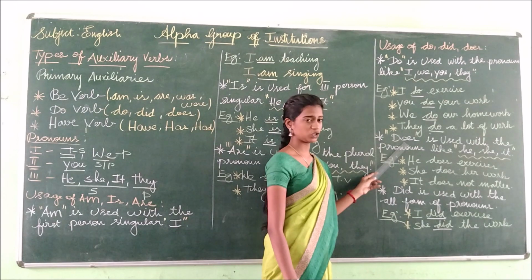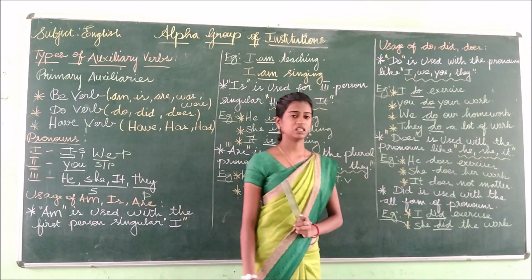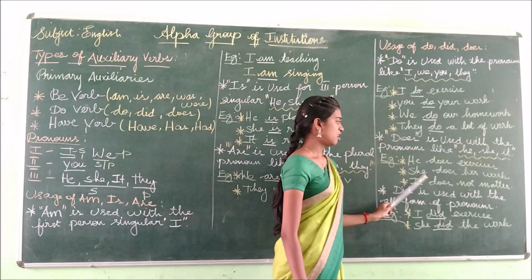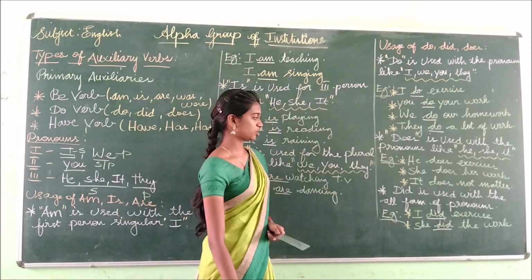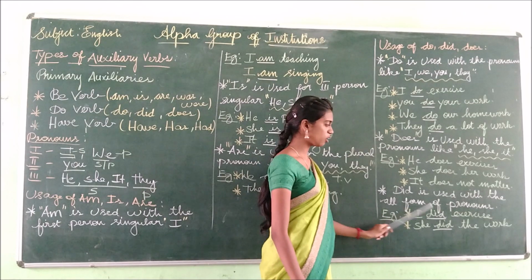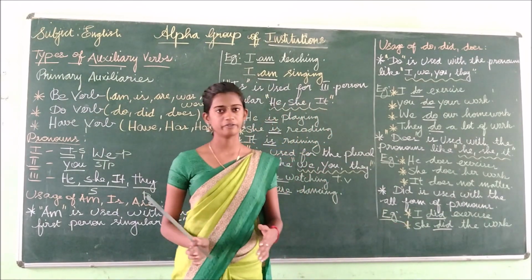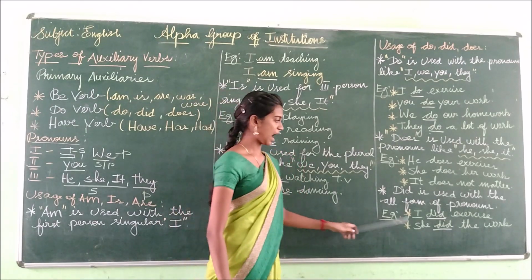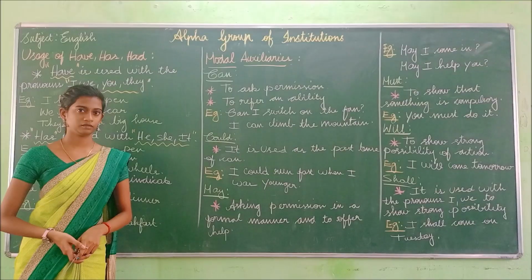And the next one is that we use does. Does is used with the pronouns like he, she, it. The third person singular. He does exercise. She does her work. It does not matter. And last one is that we use did. Did is used with all forms of pronouns, but it should be in the past form. I did exercise. She did her work.